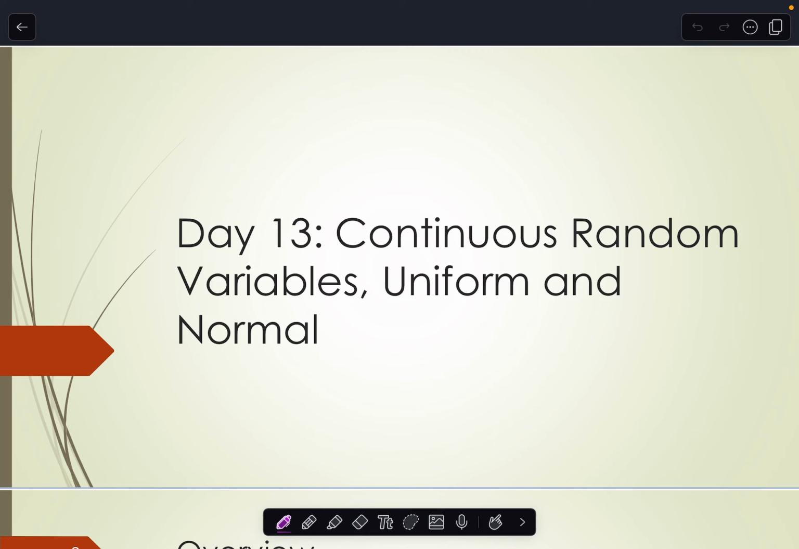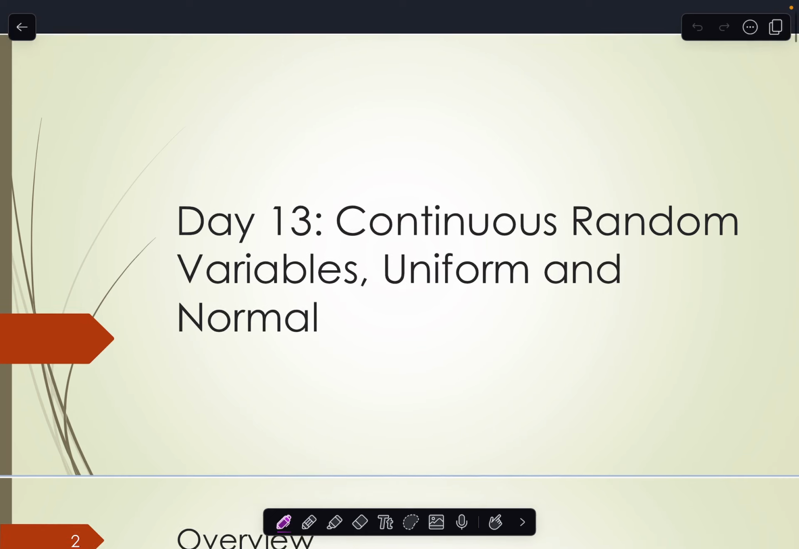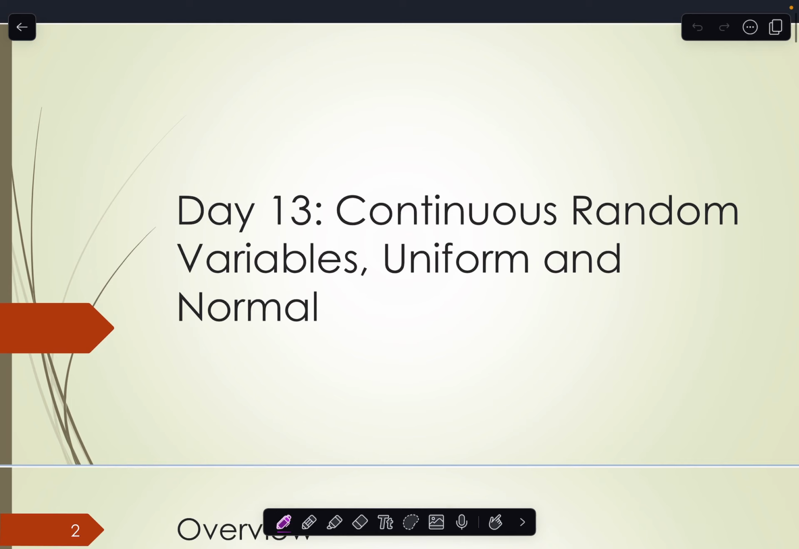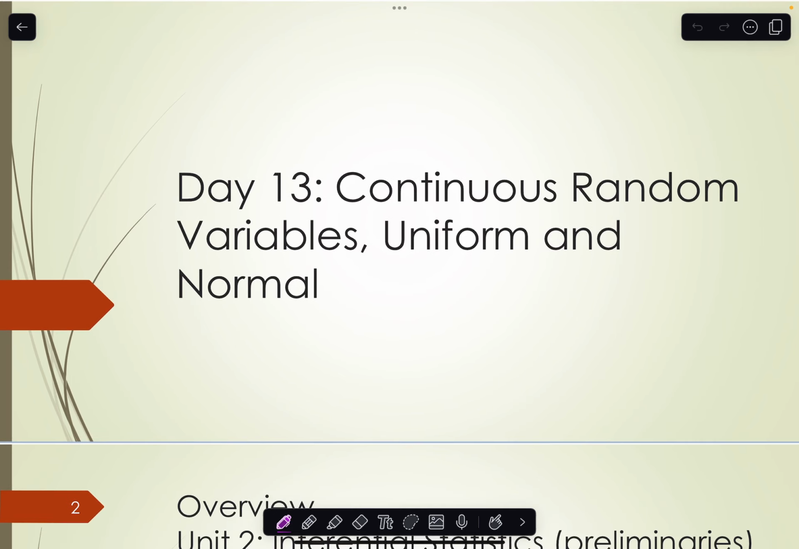Hello everybody. So this is day 13. We're talking about continuous random variables. This is going to be a little bit longer and it's supposed to serve us for 2 days. So you're not going to see a day 14 video.